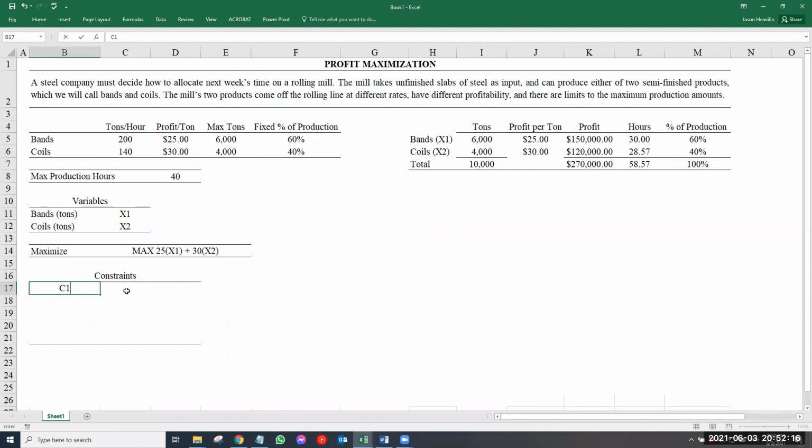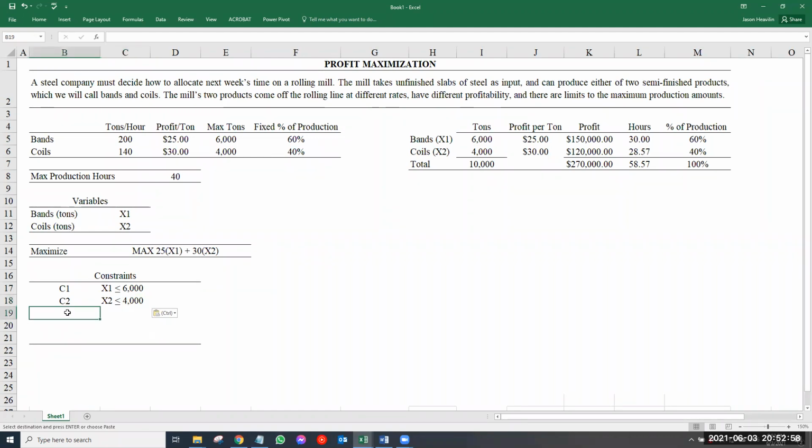Let's call it constraint 1. And we know that the bands have a maximum of 6,000, and bands is X1. So the way we'll write it is X1 has to be less or equal than 6,000. It cannot exceed that. So we're going to tell the computer that number cannot be more than 6,000. So what about C2? Okay, so let's talk about the maximum amount of tons allowed for coils. So same thing, but now we're saying that X2 are coils. The tons of coils cannot exceed 4,000.